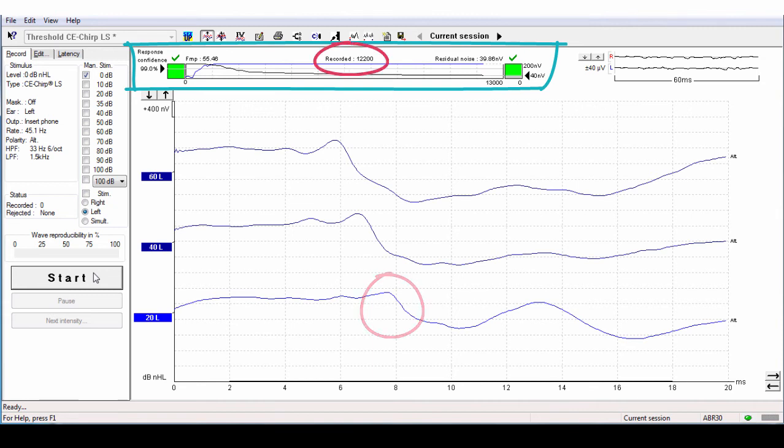We also clearly see peak 5 here in the screen, and the question is, why did the clinician decide to measure all the way up to, well, they waited until the residual noise was low enough. It was more than 12,000 repetitions. In my opinion, they should not have done that.